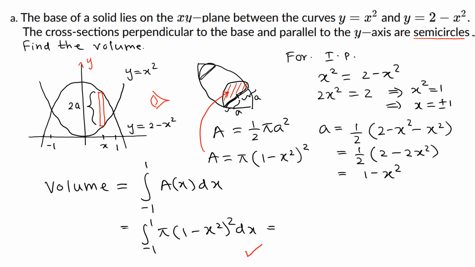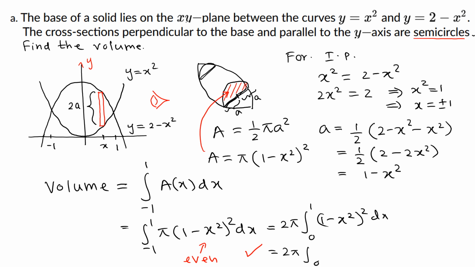You can see this is an even function. Since it's an even function, you can use the symmetric argument. So it is going to be twice the half of the integral. So you can take 2 pi because pi is a constant. So we can take it out. So it is 2 pi, integral from 0 to 1 because it's symmetric, and then (1 minus x squared) squared dx.